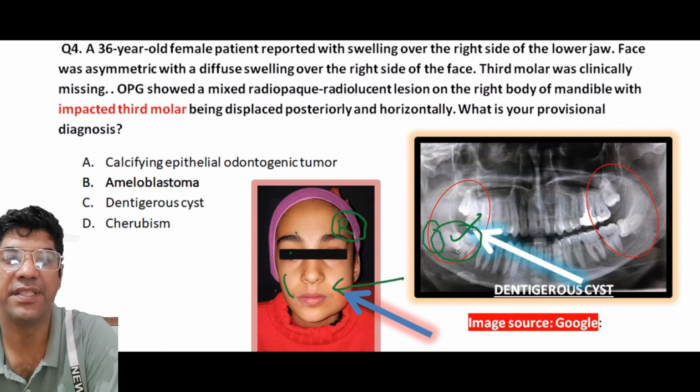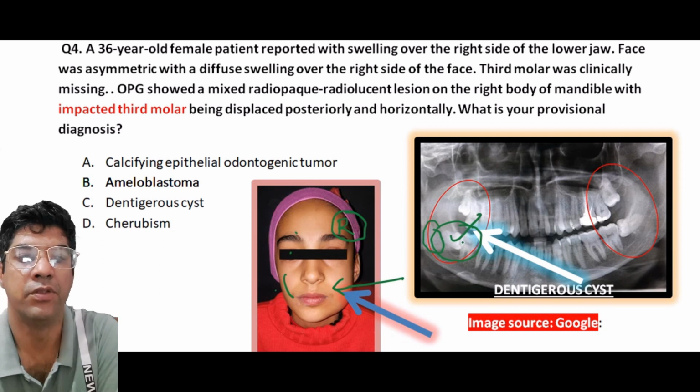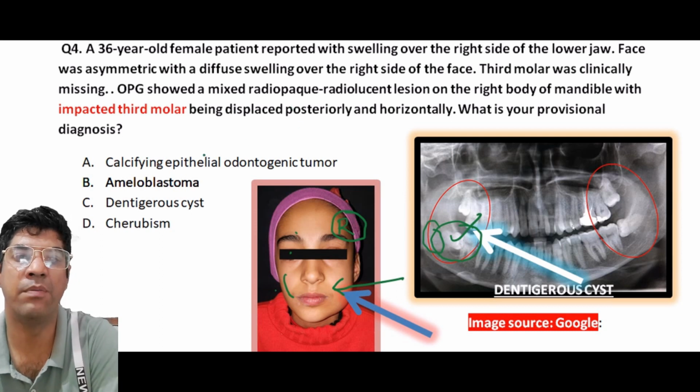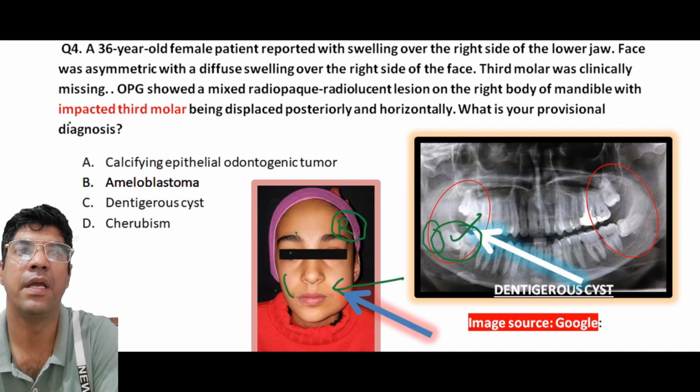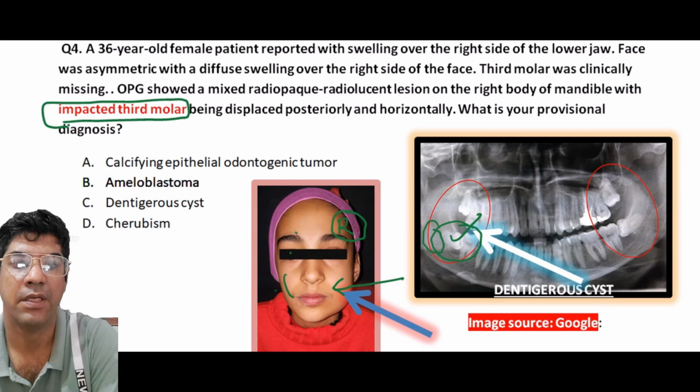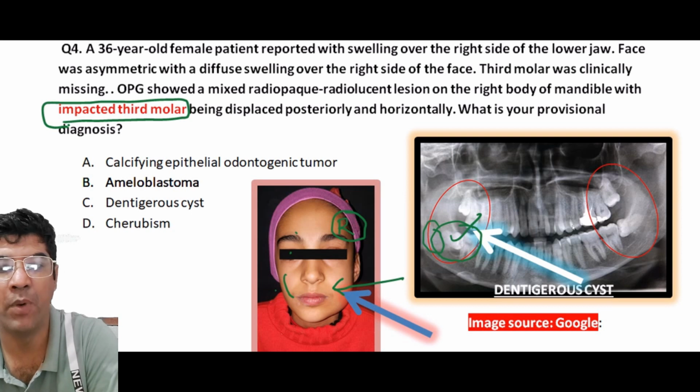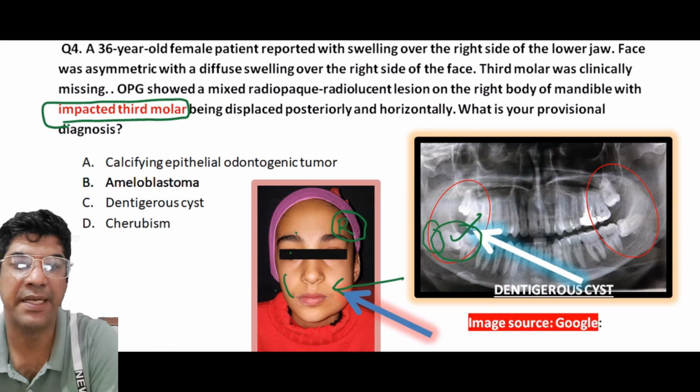So your diagnosis will be dentigerous cyst. A dentigerous cyst typically forms around the crown of an impacted third molar. The impacted molar here is displaced posteriorly and horizontally. That is the common presentation for the dentigerous cyst.